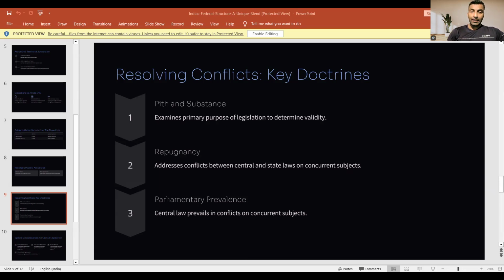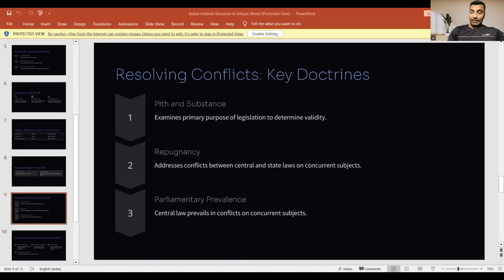Additionally, Article 254 addresses conflicts between central and state laws on concurrent subjects. So if there is a conflict between center and state on the concurrent subjects, which article will address that? It is Article 254. If both pass laws on the same subject, then the law made by Parliament will prevail. Under which article? Article 254.